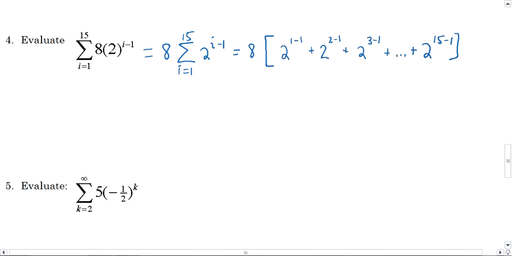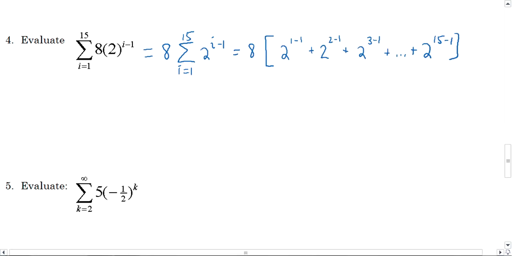Okay, so this is what I get. I'm just substituting in i equals 1, 2, 3, and then up to 15. And it doesn't matter, in previous examples we had k. i is just a variable, it doesn't matter. Okay, now I'm going to simplify this and see what we get.